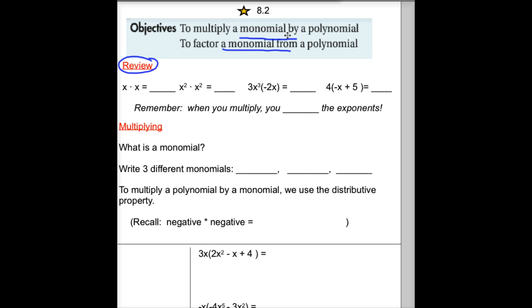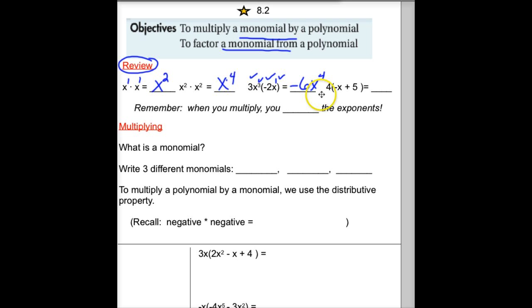Remember, when we multiply, we add the exponents and we get x squared. 5 times 5 is 25. X squared times x squared would give me x to the 4th. On the next one, remember we take care of our coefficients first. 3 times negative 2 is negative 6. X cubed times x to the 1st gives me x to the 4th.